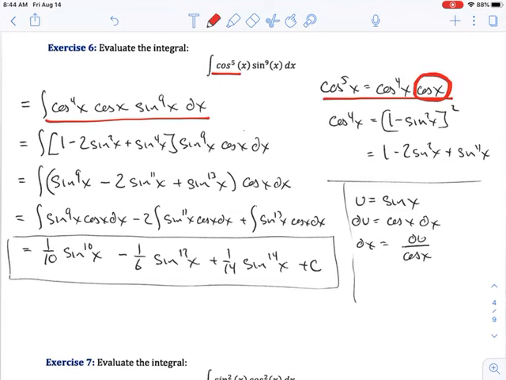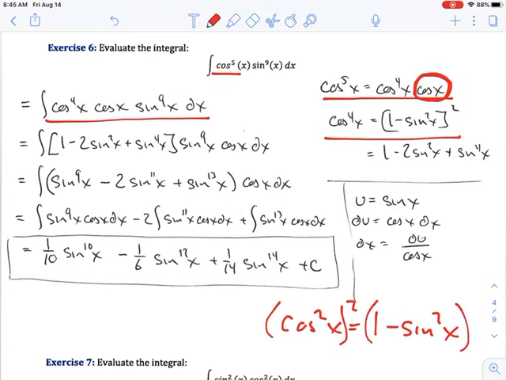Cosine to the 4th x, I did over here, doing some of this on the side. Cosine to the 4th is cosine squared times cosine squared. And remember that cosine squared x, one of the identities is 1 minus sine squared x. That's the Pythagorean identity. But since this is to the 4th power, that's the same as squaring that. We're going to square this. And so when we square that, we end up with this. You're essentially multiplying it by itself.